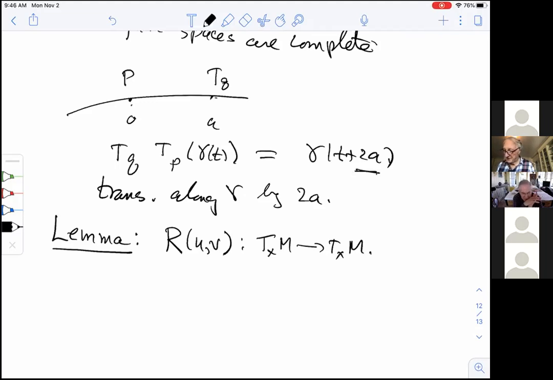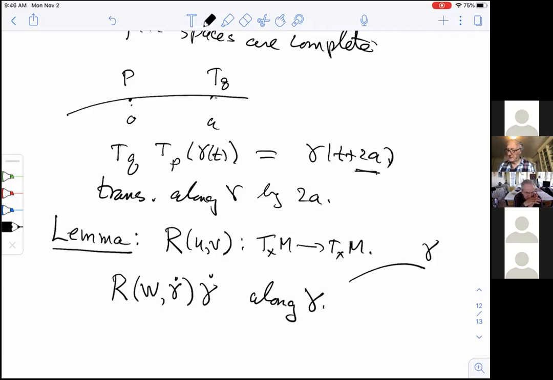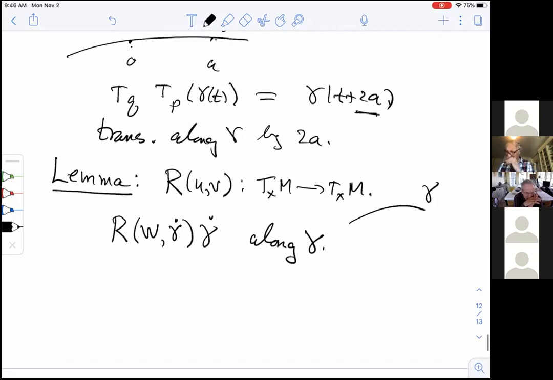So I'm going to be considering the curvature quantity that comes up in the Jacobi equation. I'm going to suppose I have a geodesic gamma, and I'm going to consider R(W, gamma dot) gamma dot along gamma. So gamma dot is a tangent field along gamma. W is supposed to be a tangent field along gamma.